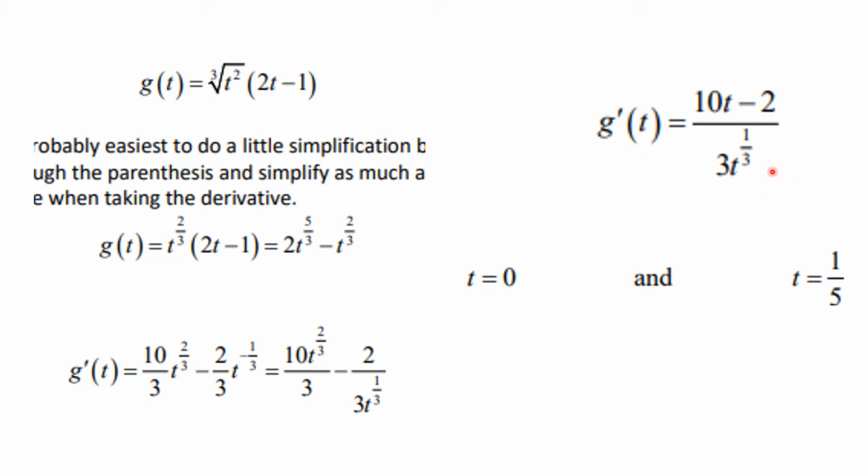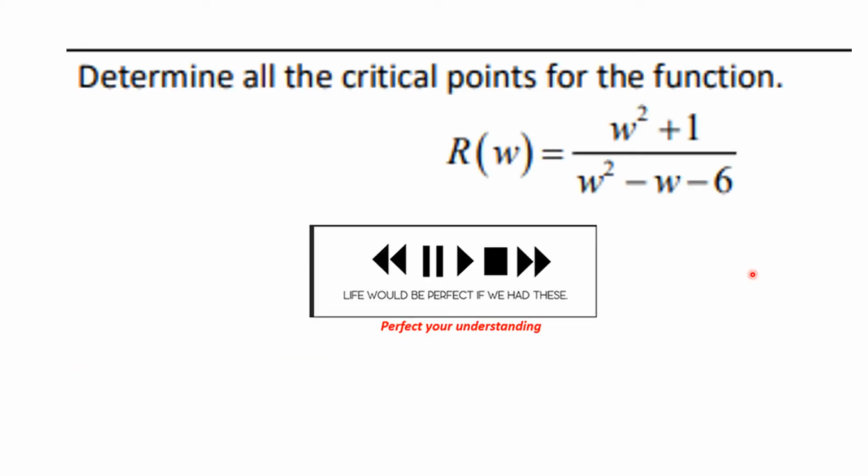Now if you look at this, there are two things going on. The denominator can be equal to 0 when t is equal to 0. That means the derivative is undefined there, so that is a critical point. And also the numerator can be equal to 0 when the denominator is not, and that is going to tell you that t is 1/5. So we have two critical numbers here, critical points.